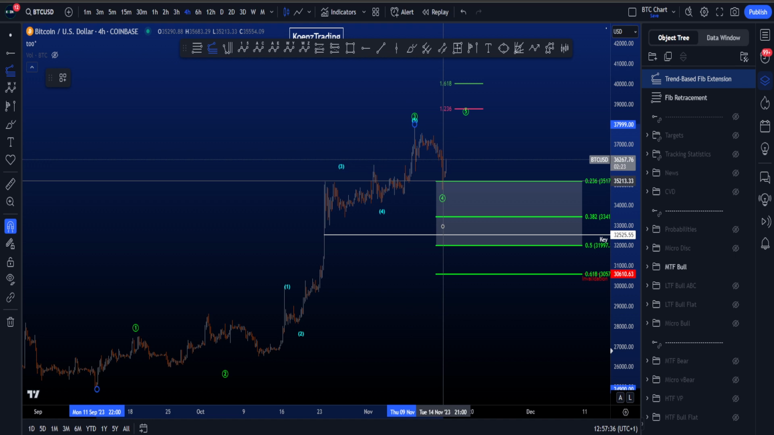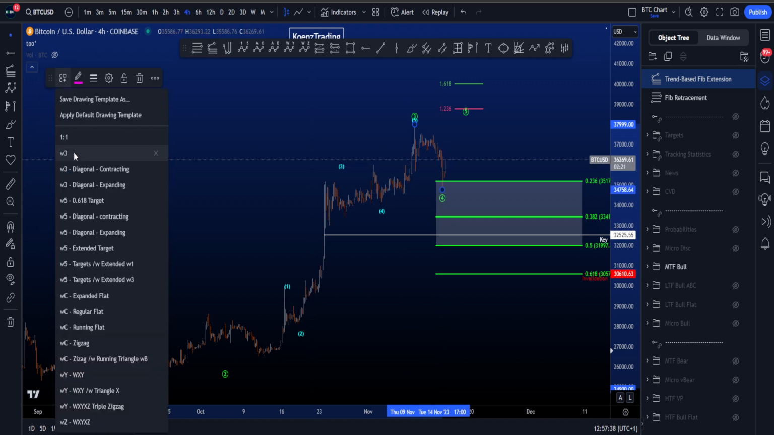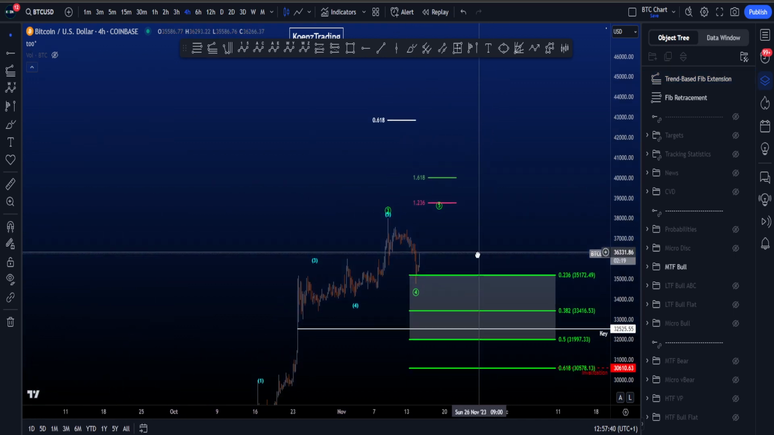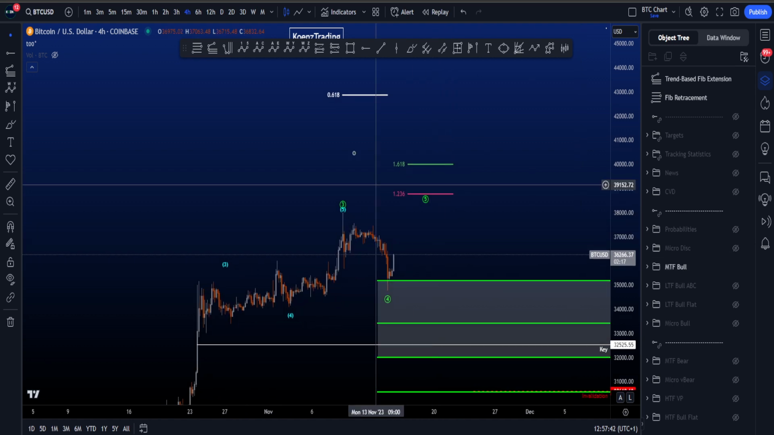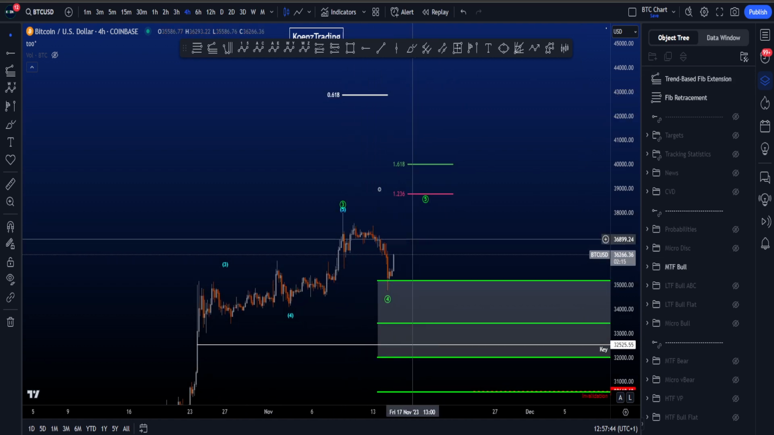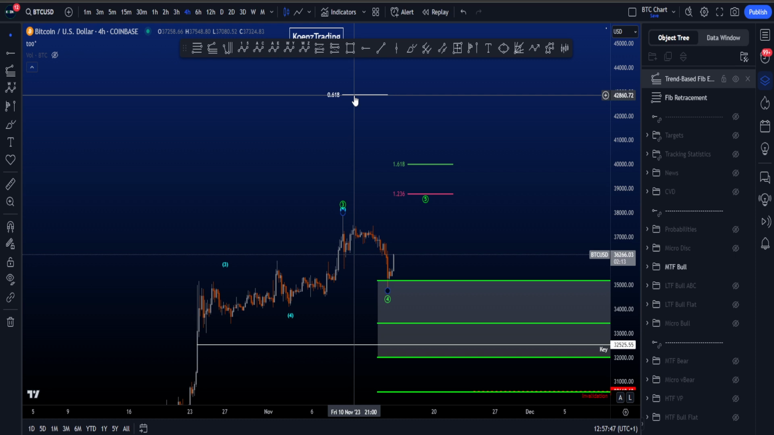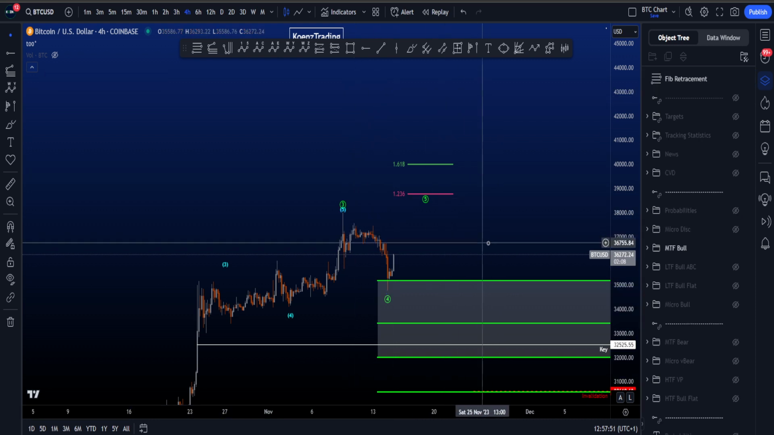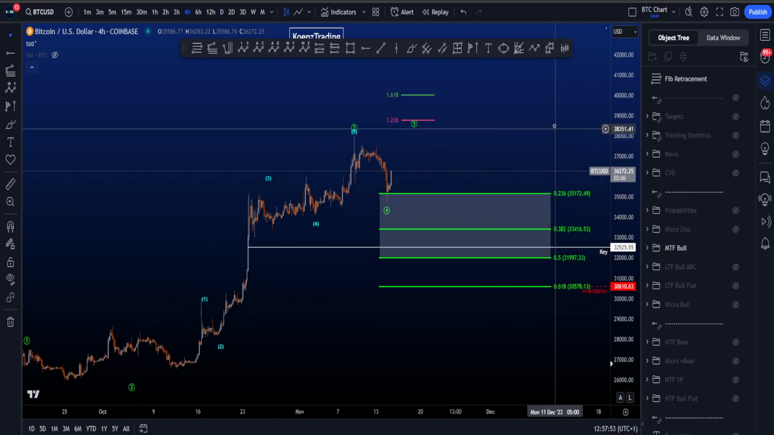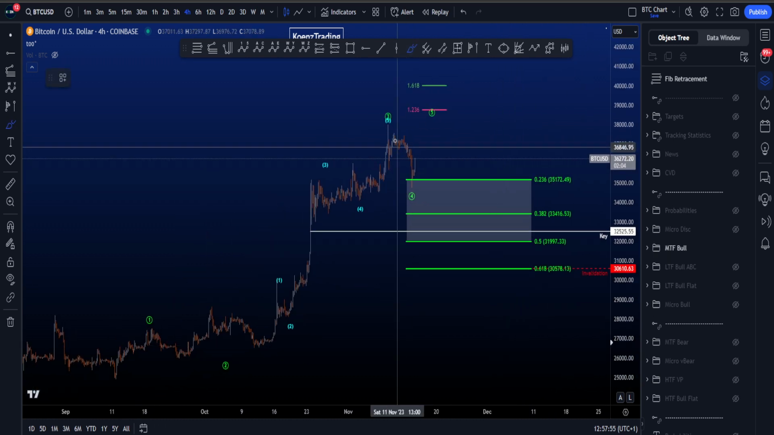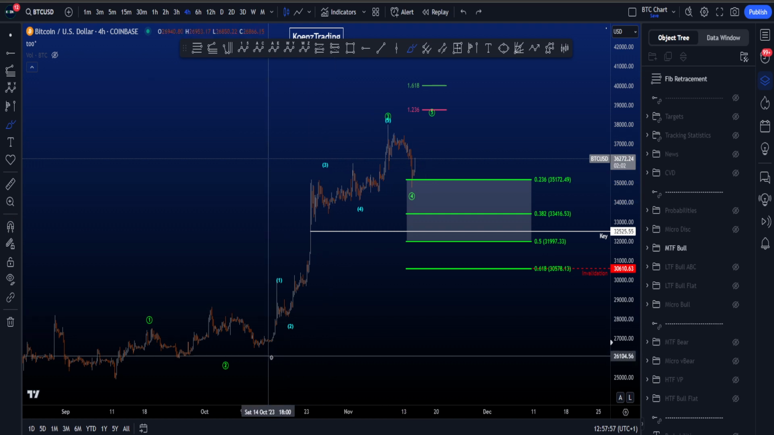Another way is taking a trend-based fib extension from the low of 1 to the high of wave 3 to the low of wave 4, and then you toggle on the 0.618, which is very, very high, and the main reason it is so high is because wave 4 is so short. The 0.618 is sitting at 42.8K, so that is still a wave 5 target, but that would be quite extended indeed.